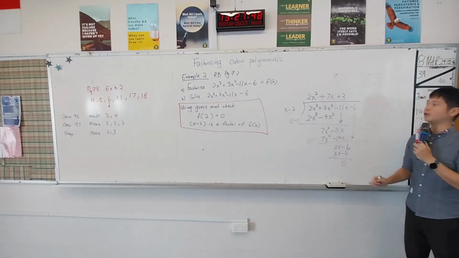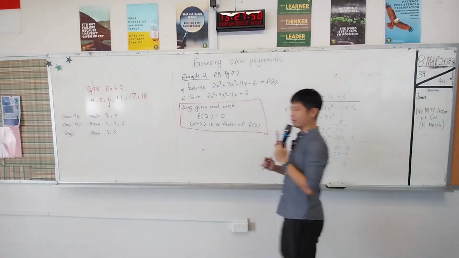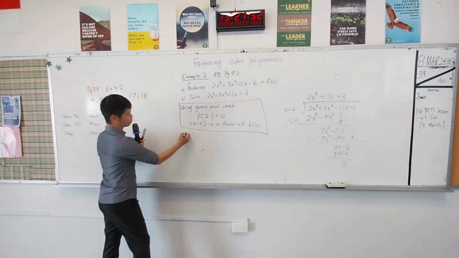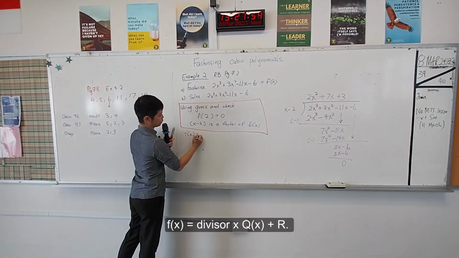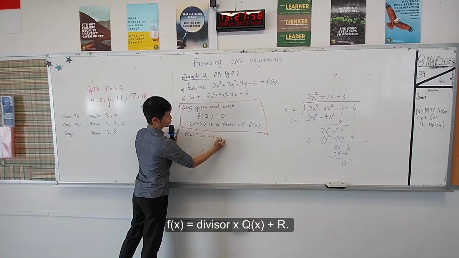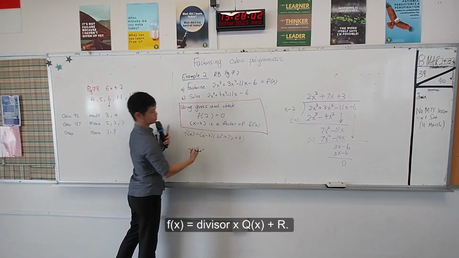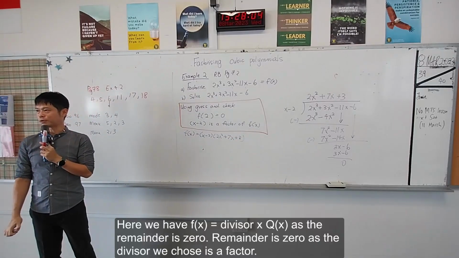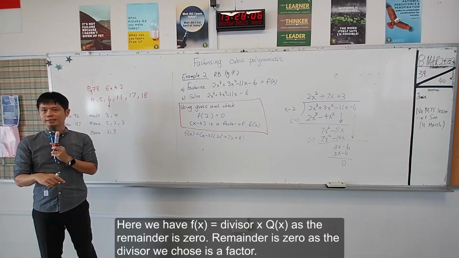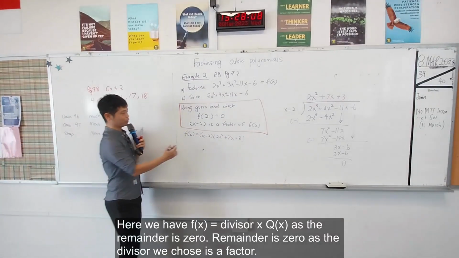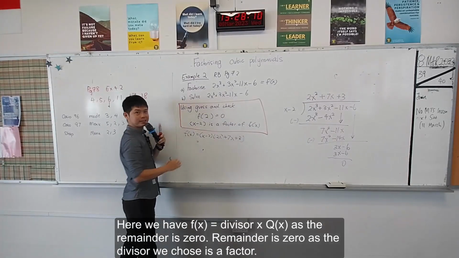You must get 0. Now since we have done that, I'm able to factorize f(x). f(x) equals (x minus 2)(2x squared plus 7x plus 3). So that's how I factorize. Is this completely factorized? No. I can still factorize this.